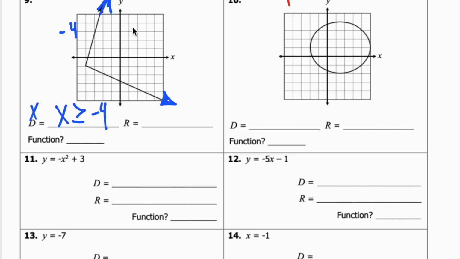Okay, but since we have a solid graph, this is going to tell us that -4 is in fact included. And so x is greater than or equal to -4.